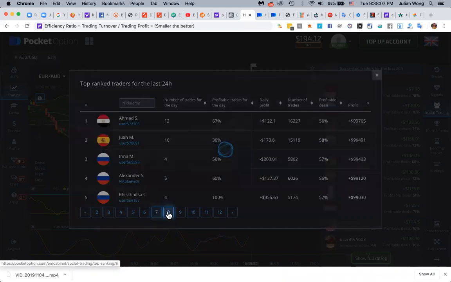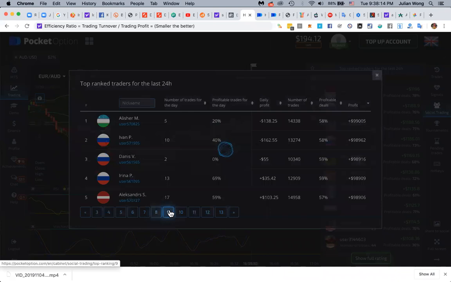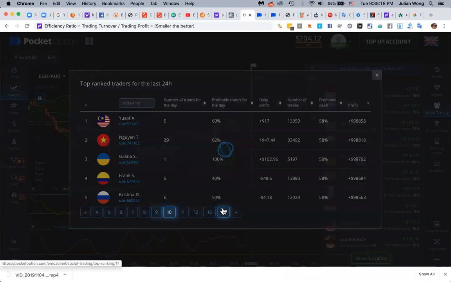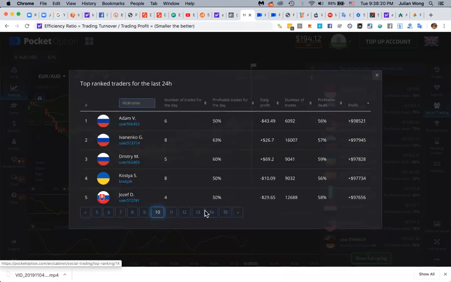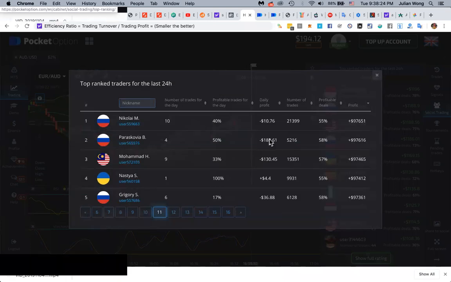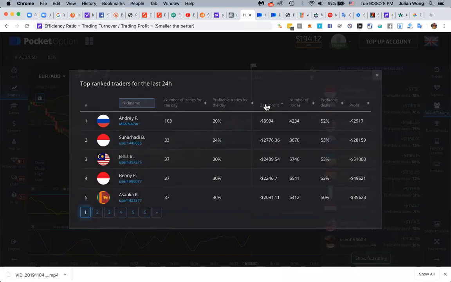Let's find someone close to 60%. And you guys can do it at the same time. By the way, you need a live account in order to do this. So look at the daily profit as well. You know what? Screw this. I'm going to try again with daily profit.